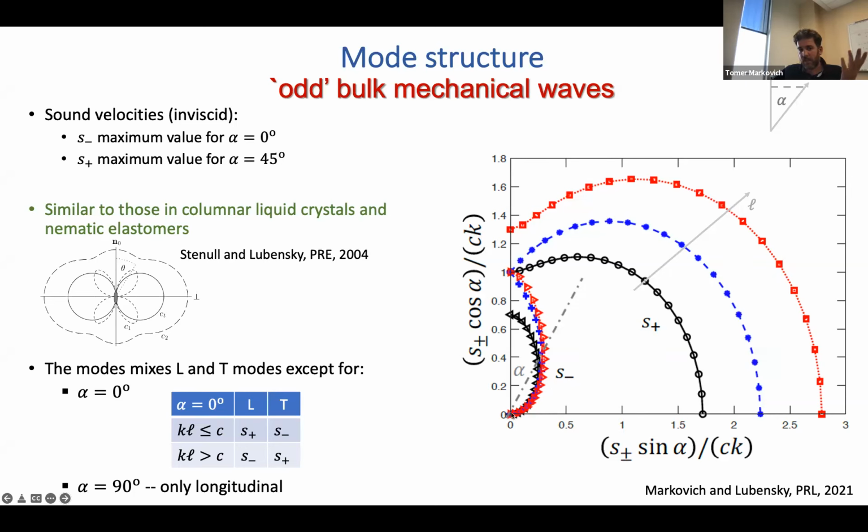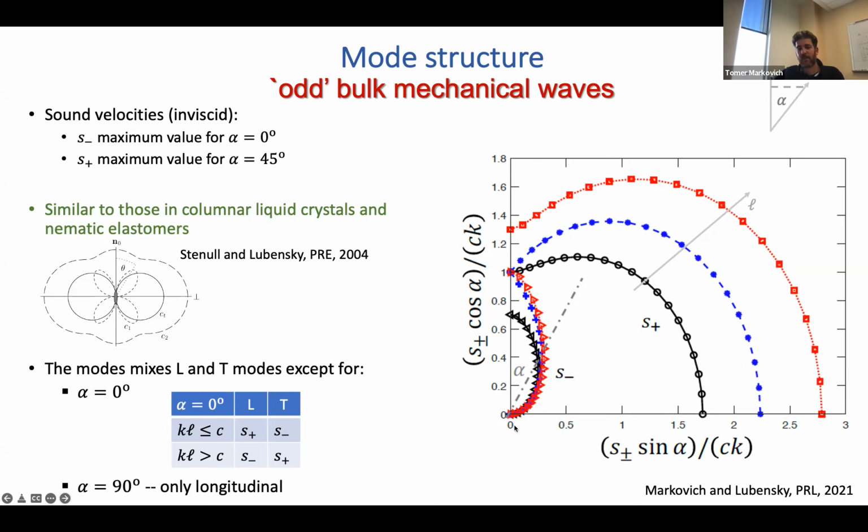And this is how it looks. So alpha is the angle between the wave vector and L. And this is how it looks when I increase L. S minus is always maximal at alpha equals 0, and S plus is always maximal at 45 degrees. And these sound velocities are very similar to what you see in columnar liquid crystal or nematic elastomer. So I'm trying to show it here.